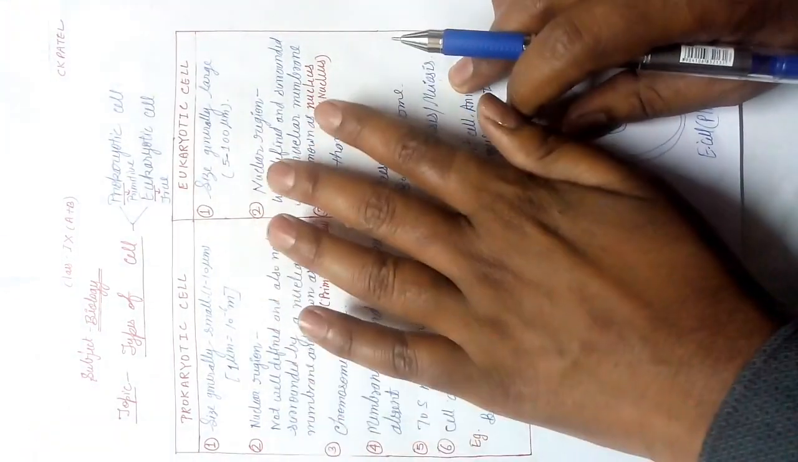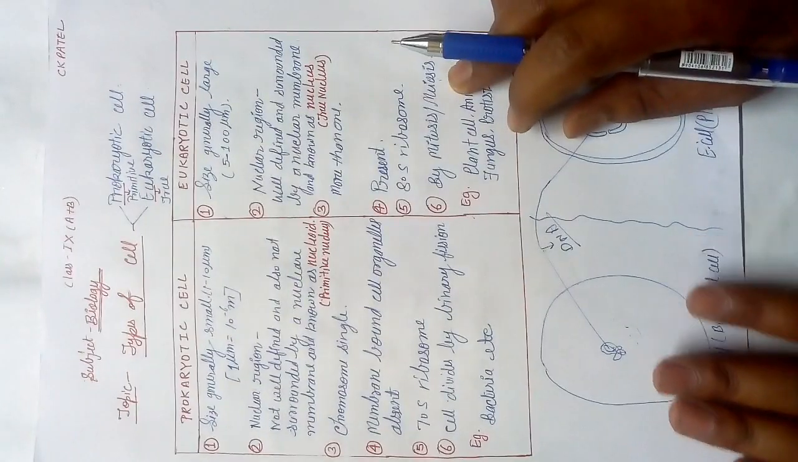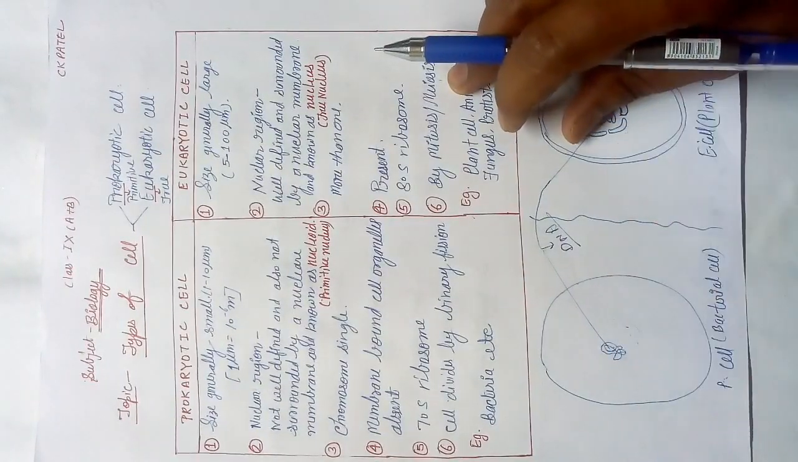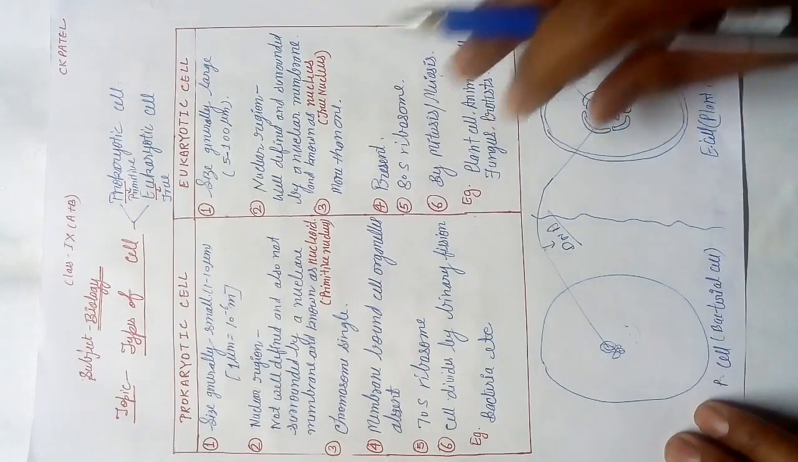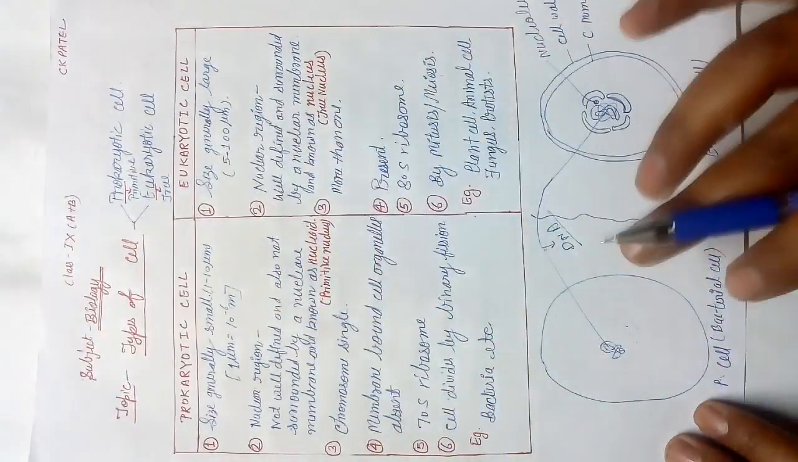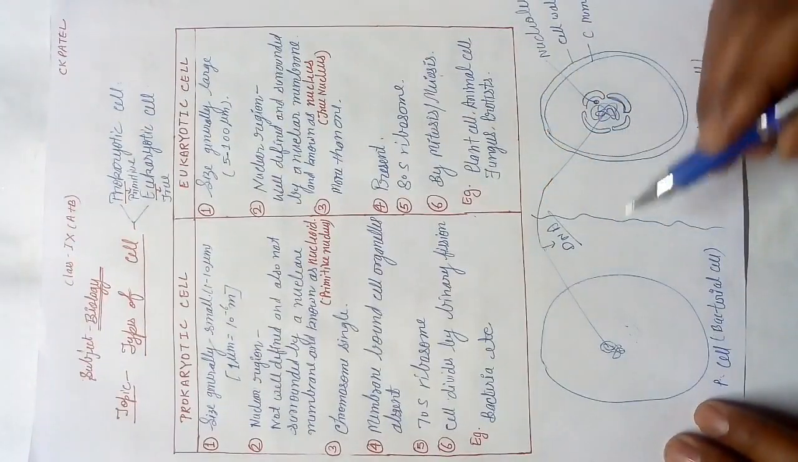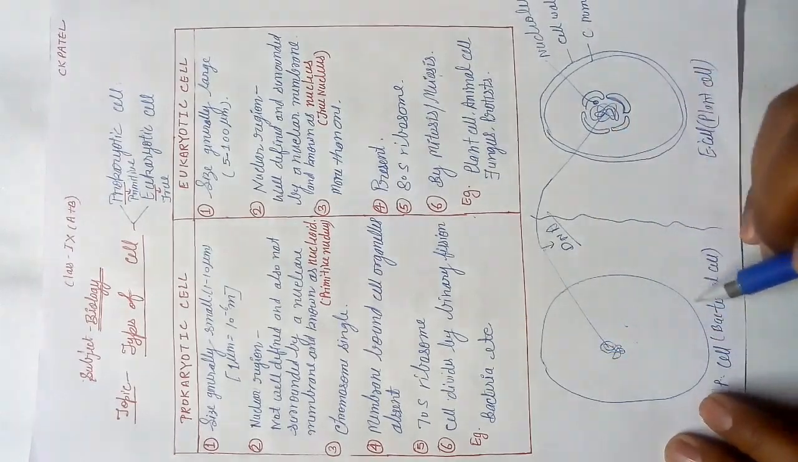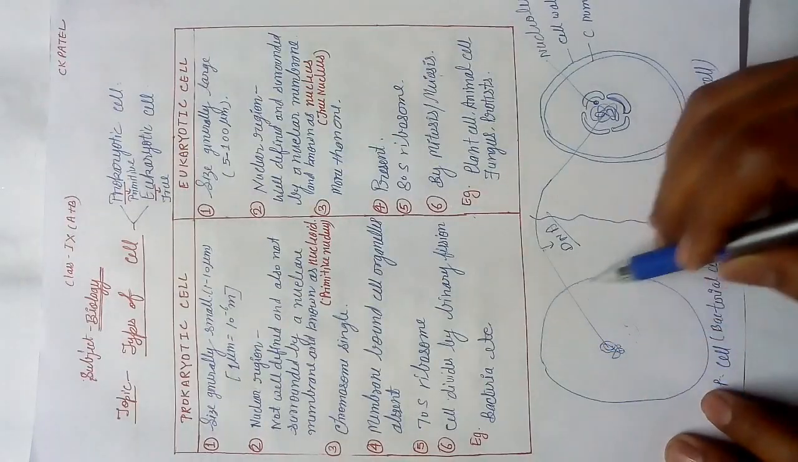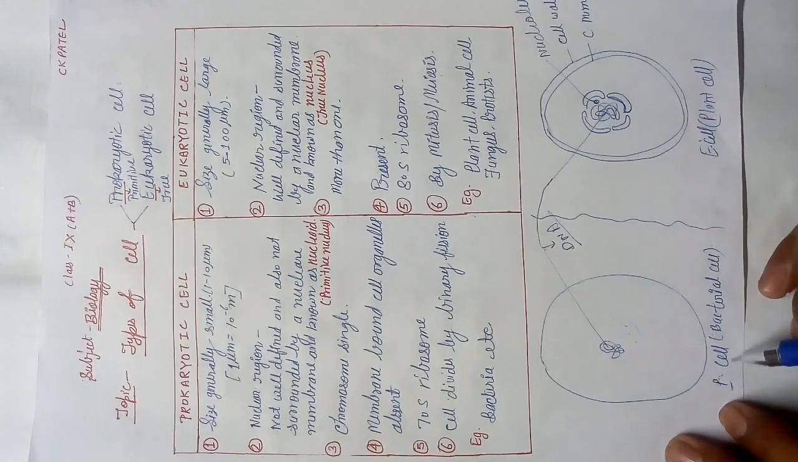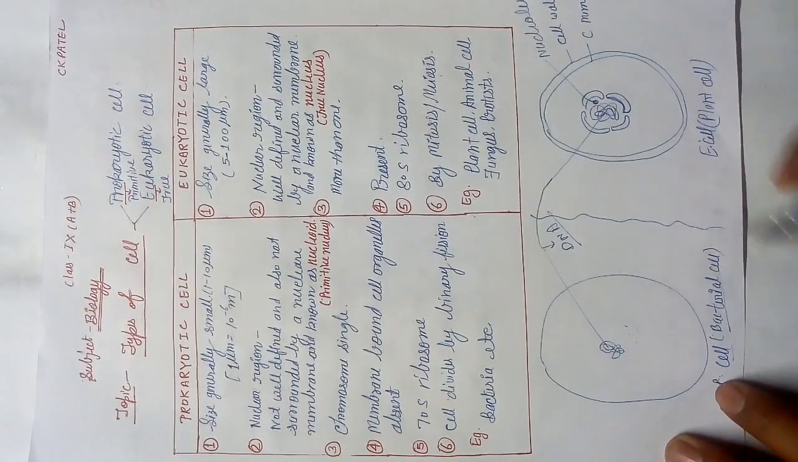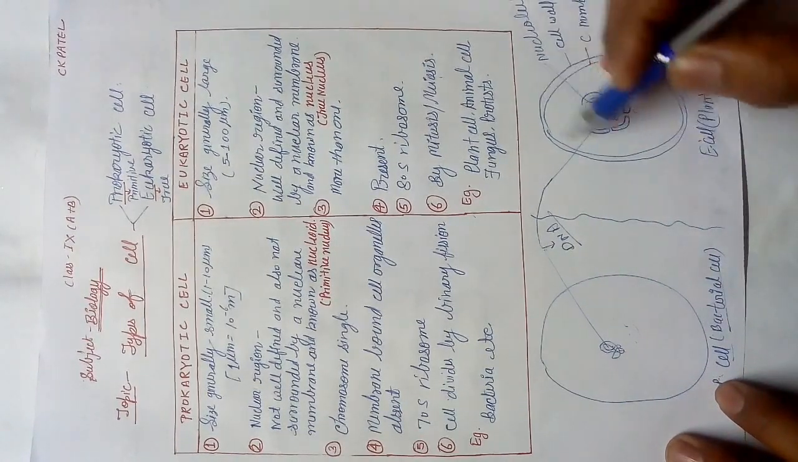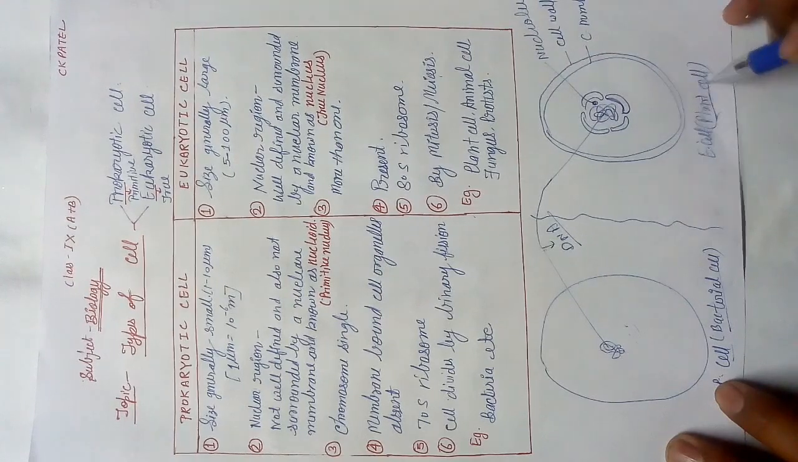I can make this point clear with the help of this diagram. Okay students, just see, this is a very confusing difference. You all should know clearly about it. Suppose this is a cell membrane, this is of prokaryotic cells, for example a bacterial cell, and this is of a eukaryotic cell, especially a plant cell.